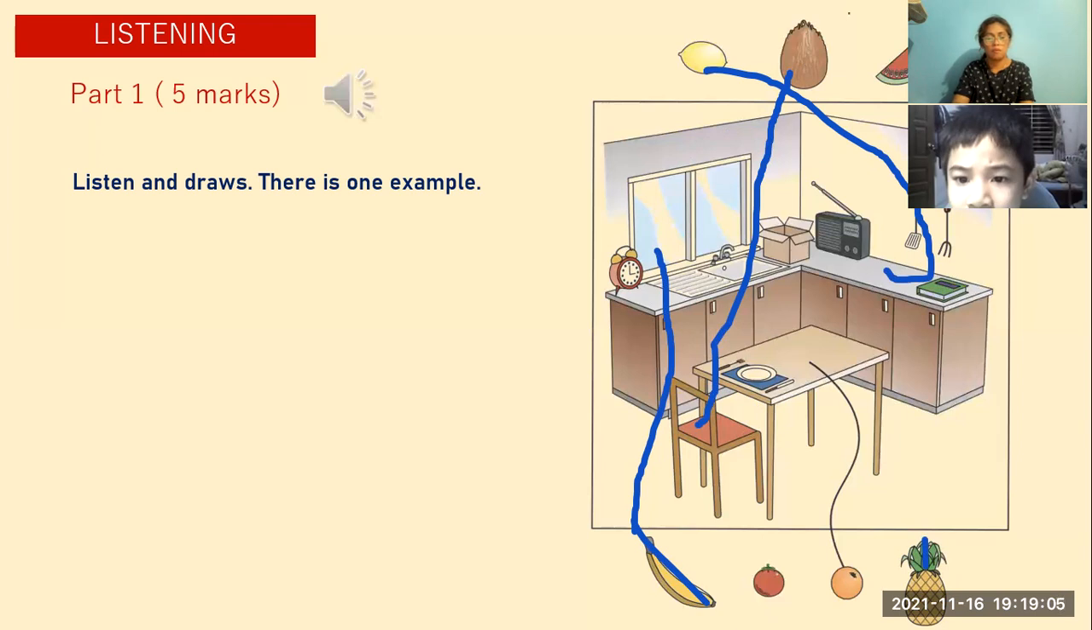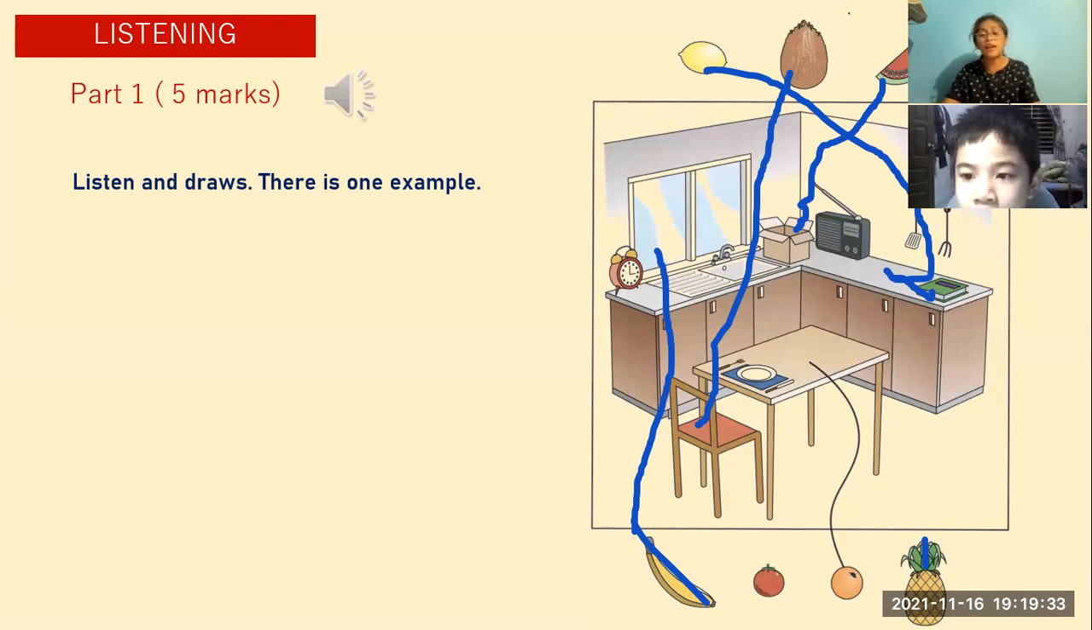Four. The lemon is between the radio and the book. Where? Between the radio and the book. Five. The coconut is on the chair. Where's the coconut? On the chair. Coconut is on the chair. That is the end of part one.